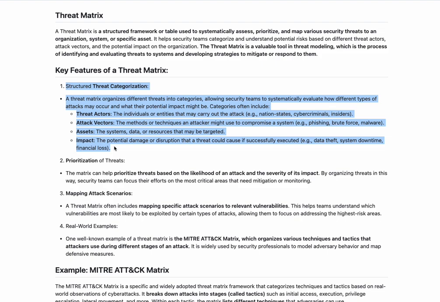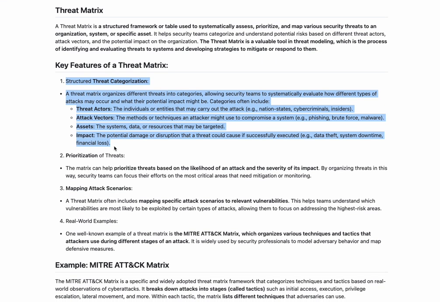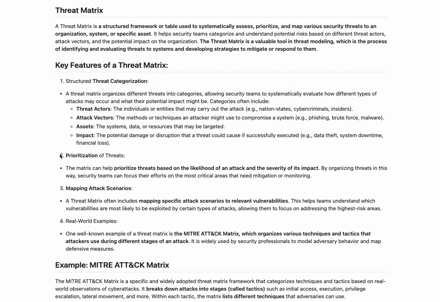Assets, the systems, data, or resources that may be targeted. Impact, the potential damage or disruption that a threat could cause if successfully executed, for example, data theft, system downtime, financial loss. Prioritization of threats. The matrix can help prioritize threats based on the likelihood of an attack and the severity of its impact. By organizing threats in this way, security teams can focus their efforts on the most critical areas that need mitigation or monitoring.